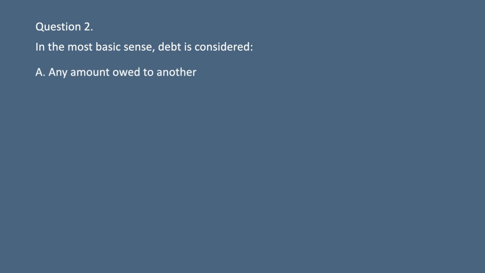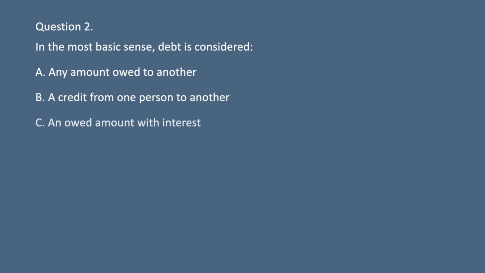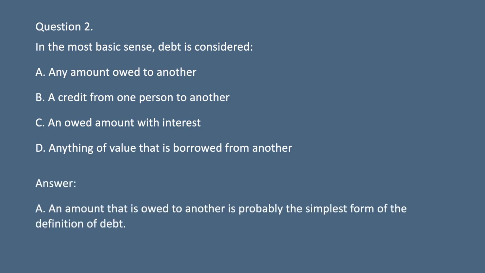Question 2. In the most basic sense, debt is considered A. Any amount owed to another. B. A credit from one person to another. C. An owed amount with interest. D. Anything of value that is borrowed from another. Answer. A. An amount that is owed to another is probably the simplest form of the definition of debt.